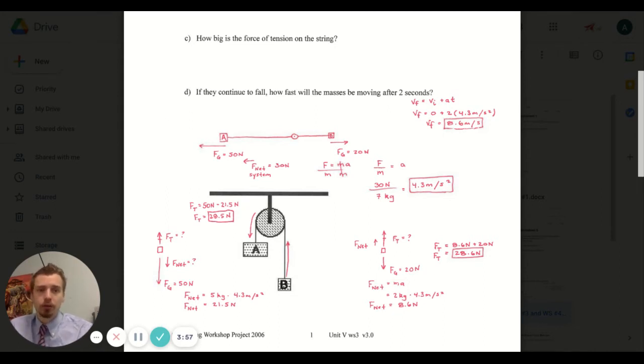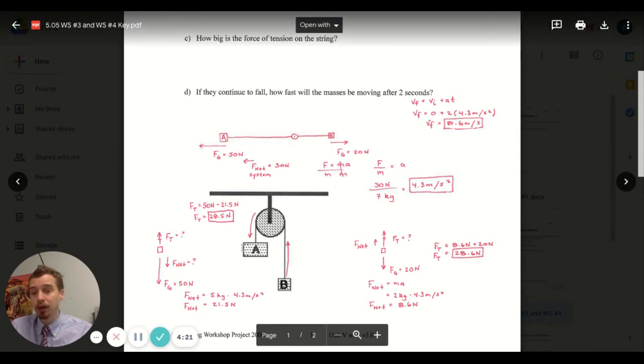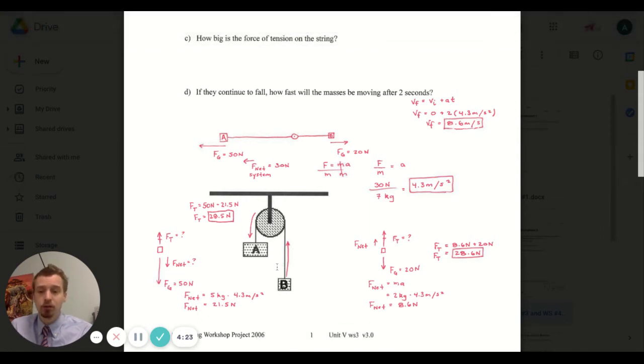Now what's really important here is to remember that if one part of the system is accelerating at 4.3 meters per second squared, all parts of the system are going to be accelerating at that same rate. If you are in a car and the car is going 60 miles per hour, you are also going 60 miles per hour. So it's the same thought process here. The whole system is accelerating at 4.3 meters per second squared, so we know that block A and block B individually are also accelerating at that amount.